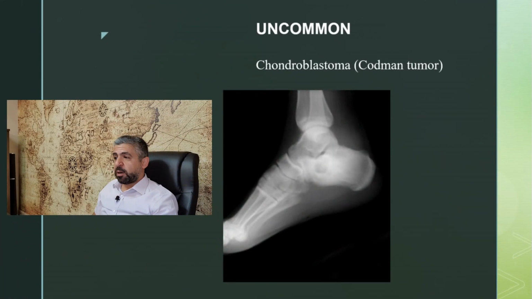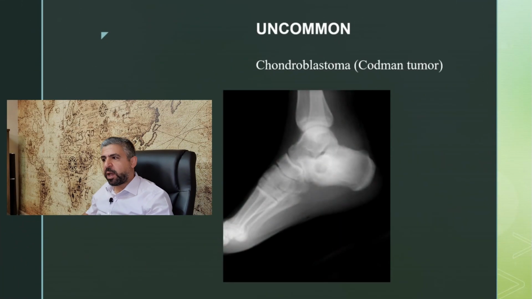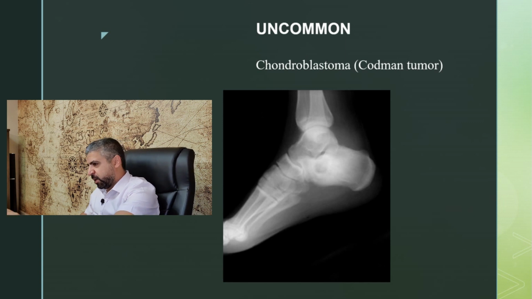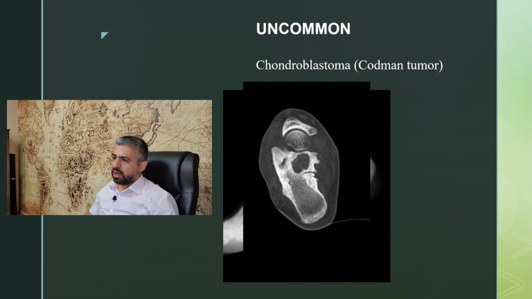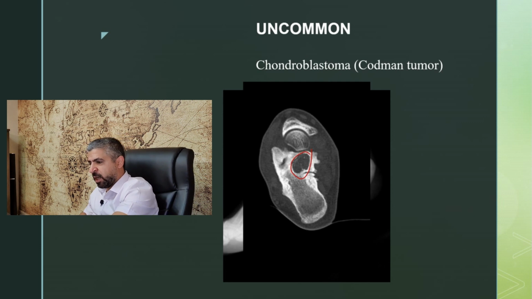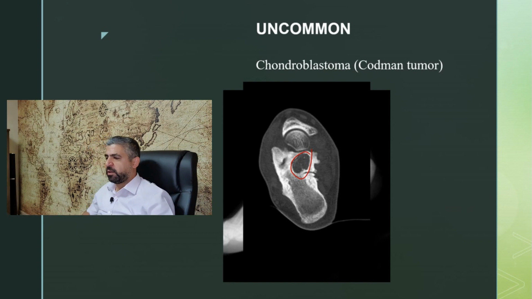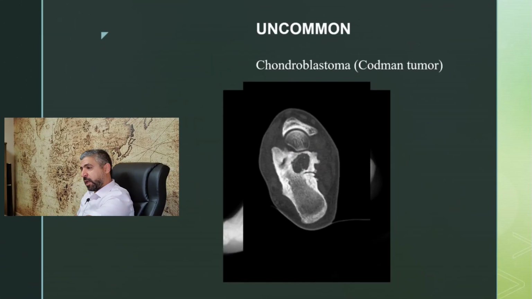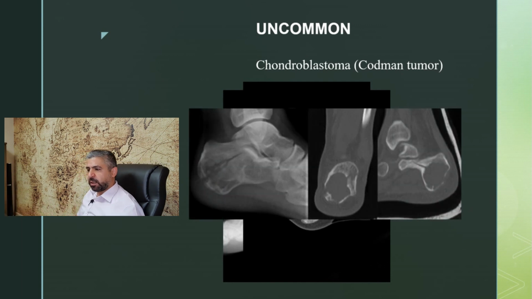The other possible differential diagnosis is chondroblastoma, or what's known as Codman tumor. Chondroblastoma is just like chondroblastoma anywhere in the body, and it has nothing very specific about it. You can see it's a lucent bony lesion, well defined, and usually not destructive. And you do a CT scan, you can see that the chondroblastoma here is very well defined. It has no signs of cortical destruction. It has a narrow zone of transition. It's a benign lucent lesion.